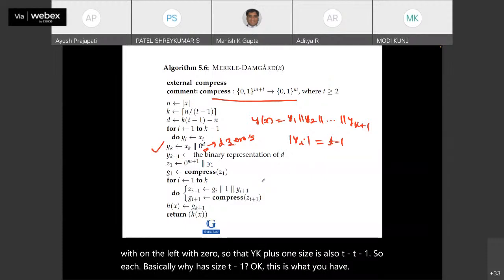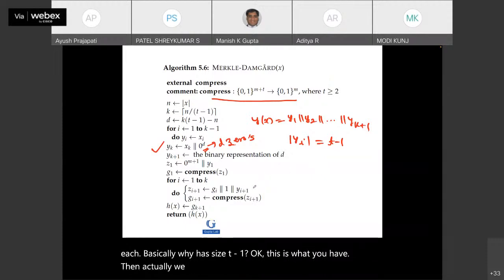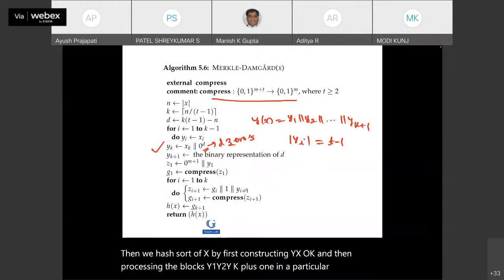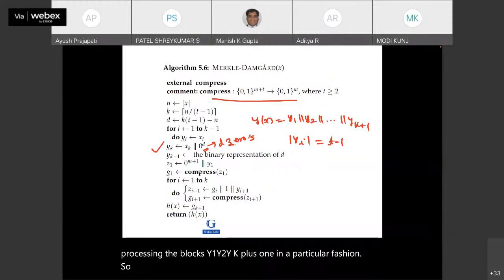Then we hash x by first constructing y(x), and then processing the blocks y1, y2, up to y(k+1) in a particular fashion. So y(k+1) is defined in such a way that the mapping from x to y(x) is injective.